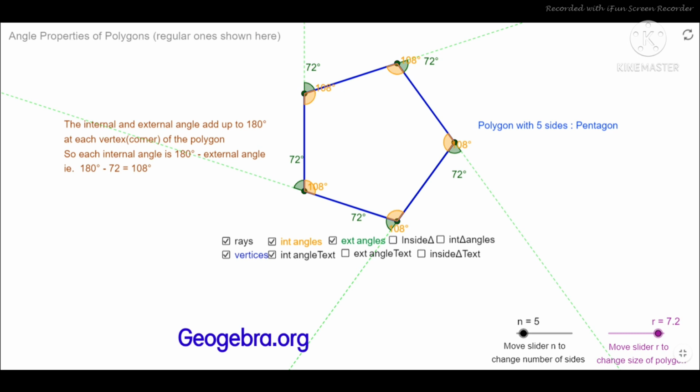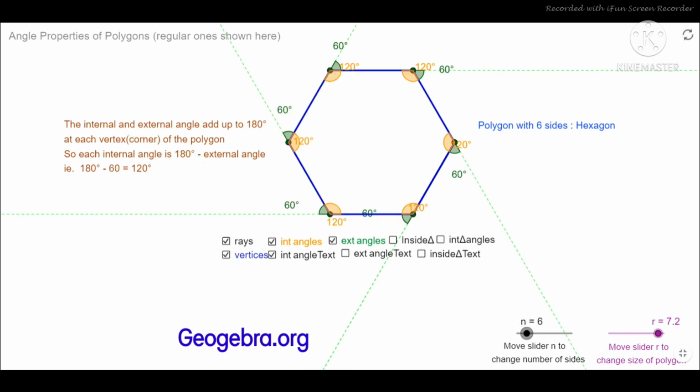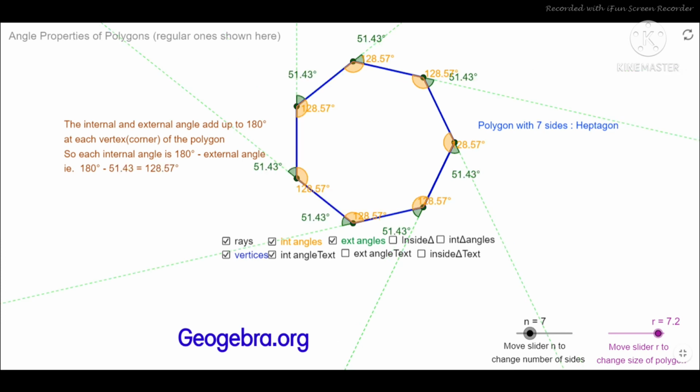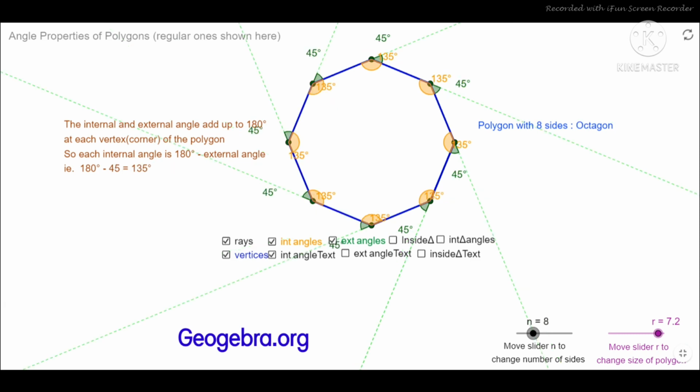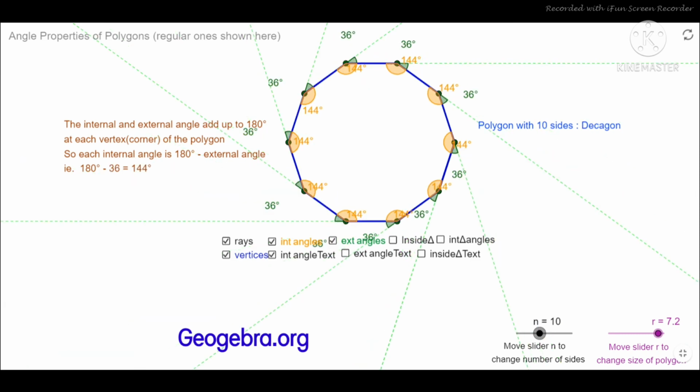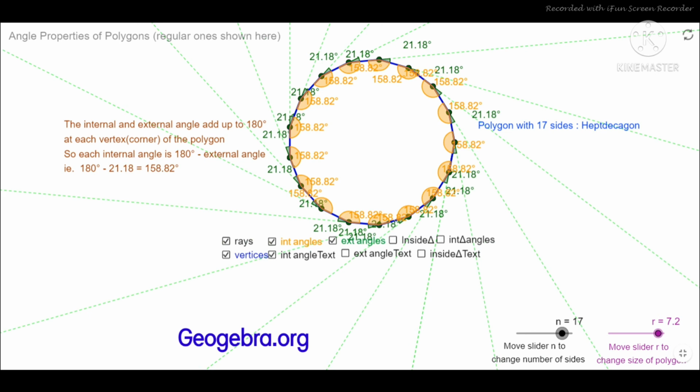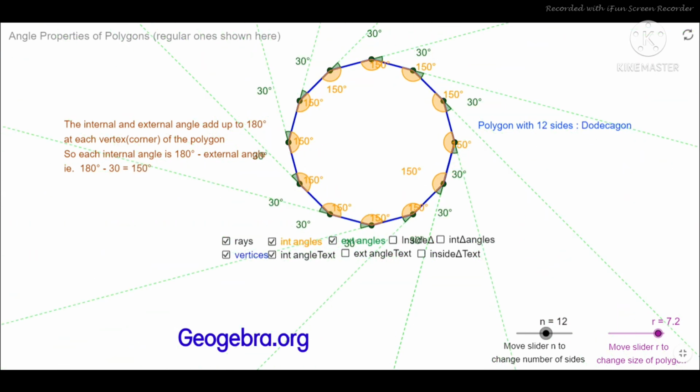So for a hexagon, let's see it. Hexagon, interior is 120 and exterior is 60 degrees. For heptagon, same thing, octagon, nonagon and decagon. Like that, for any polygon we take, the sum of the interior and exterior angle is always 180 degrees.